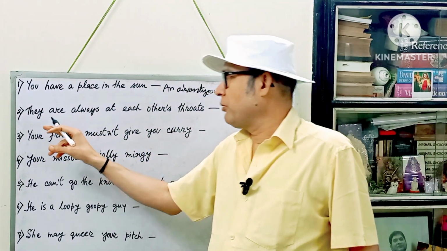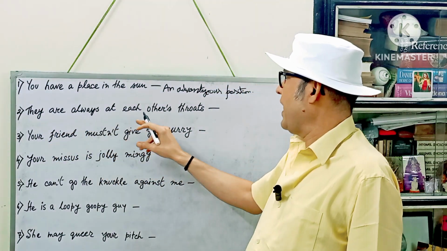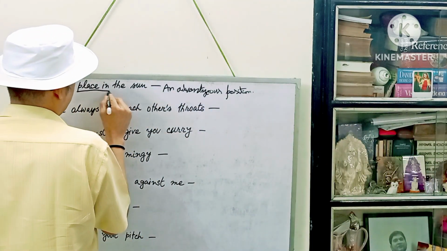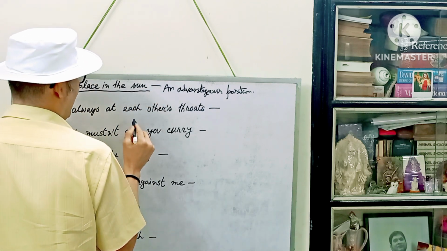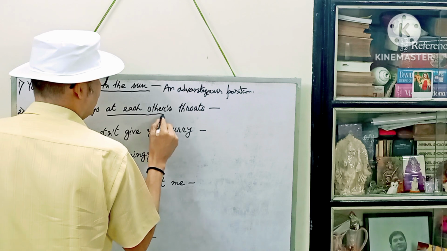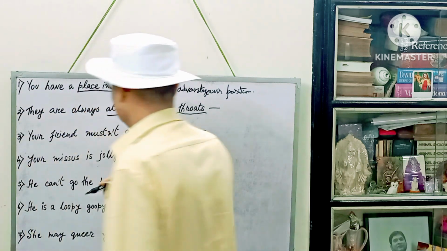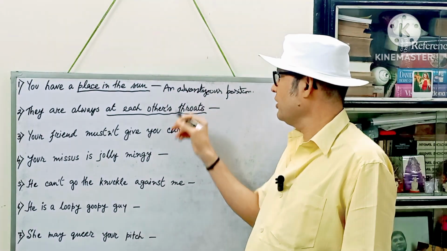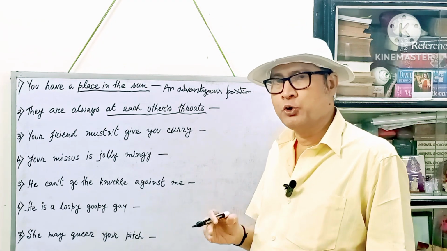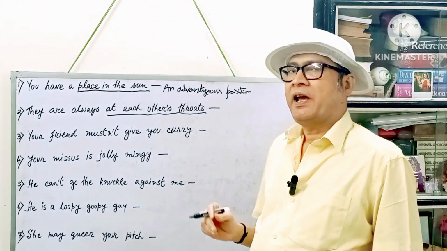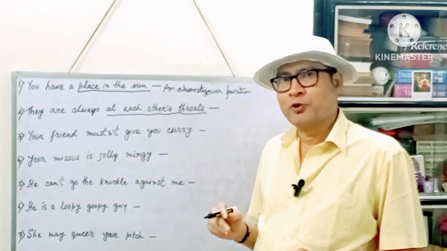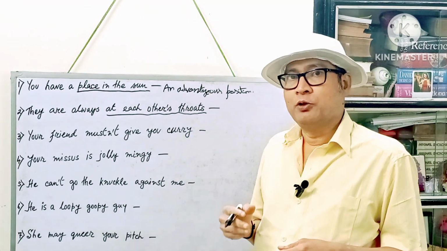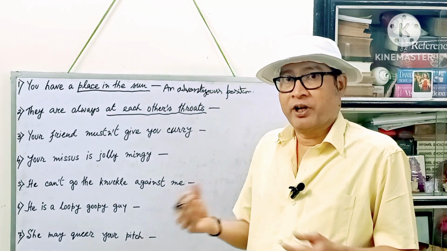Okay, let's move on to number two. Number two is: they are always at each other's throats. So this part in the first sentence you should memorize, and here this part in the second sentence. In sentence number two, they are always at each other's throats. I think from this particular word you may draw a certain conclusion about the meaning of this phrase, and if you can do that successfully, I shall of course encourage you to keep doing this more and more, and it will help you to learn English very quickly.